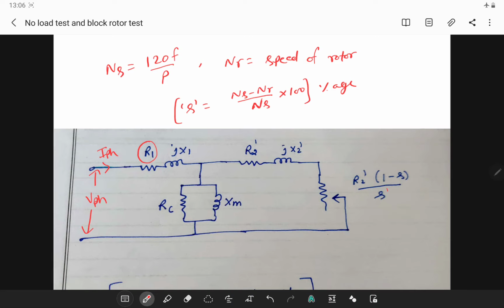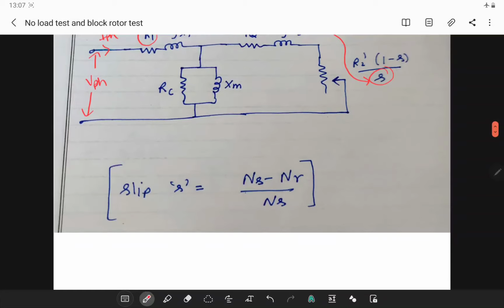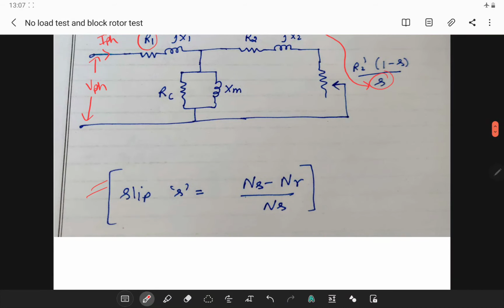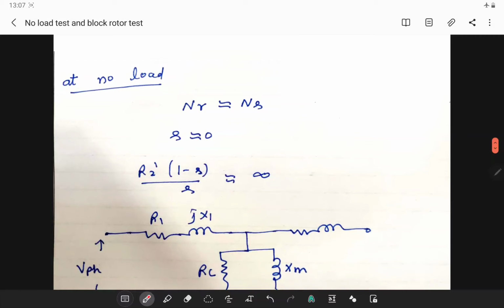Okay, so what is S? That is slip. What is S written in the circuit diagram? That is slip. So moving further, if I am performing the no load test, then the machine will try to rotate as fast as possible, but it will not reach NS anyway, so I can say the value of S will be equivalent to 0. So if I am performing the no load test, then NR will be equivalent to NS and slip will be equivalent to 0.